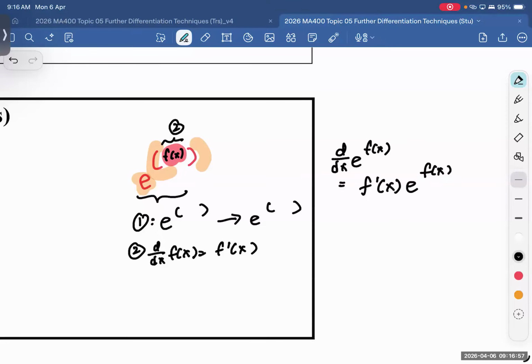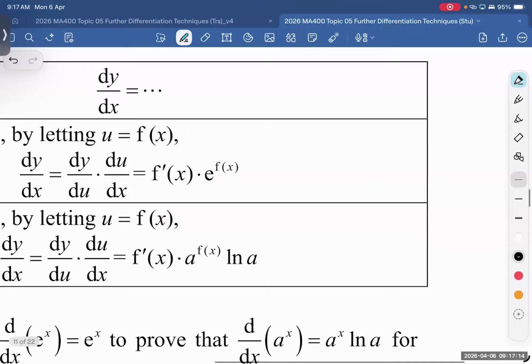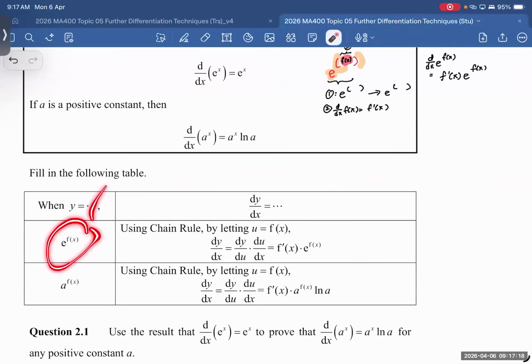Who's at part 2? If you are not at part 2 yet, it's okay, don't listen to me now. You can try first. Now question 2.1 might pose a challenge to some of you. Don't worry, it's basically chain rule. You can just multiply the formula.